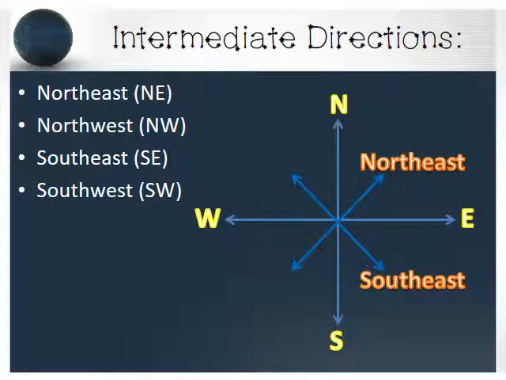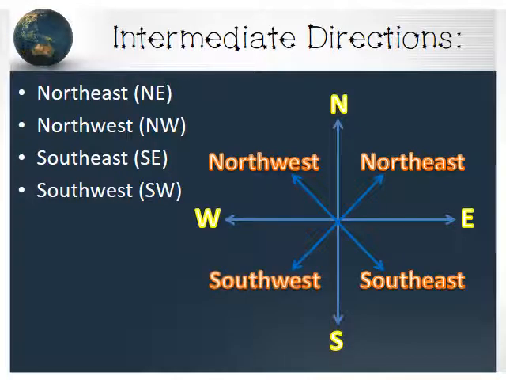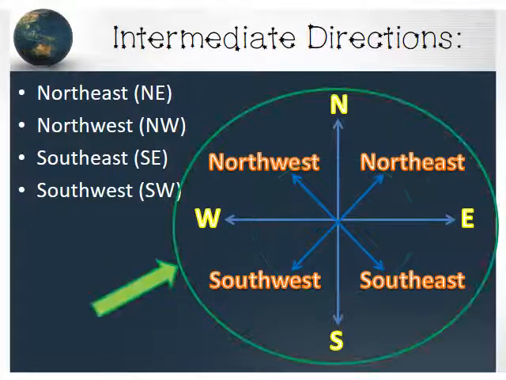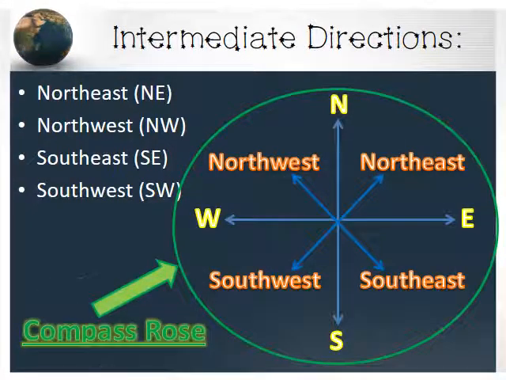In between the S and the E, or south and east, is the direction southeast. In between north and west is the direction northwest. In between the direction south and west is southwest. You put all of these directions together on this fancy little arrow thing, and you get what is called a compass rose. So go ahead and circle your compass rose on the bottom half and label it compass rose.